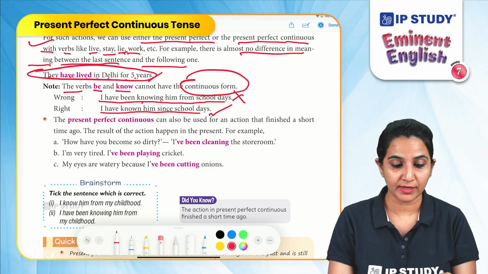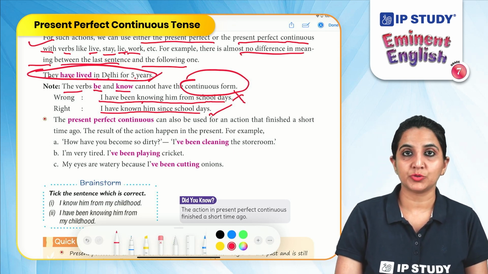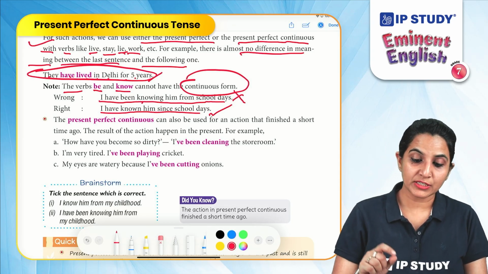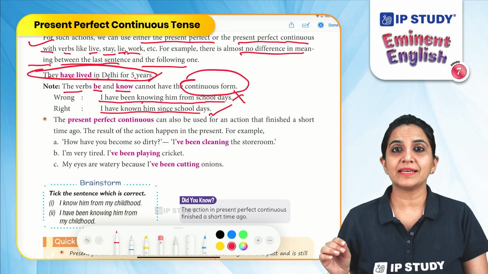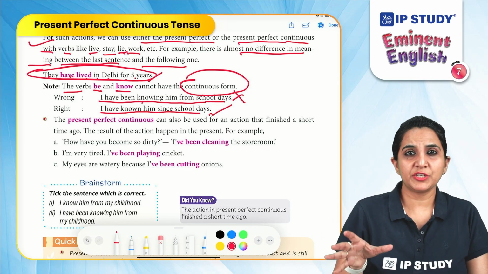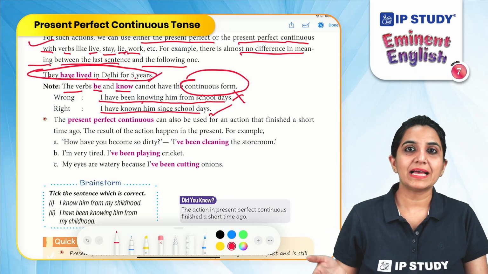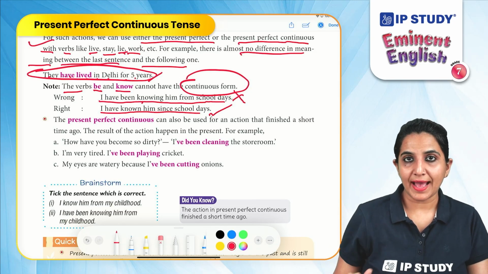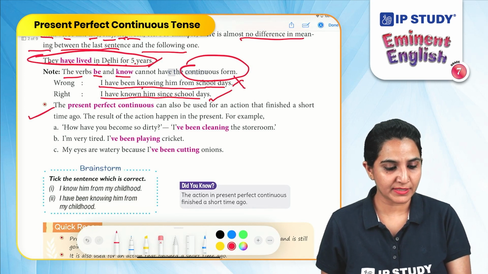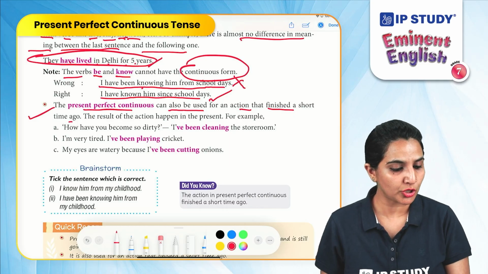I have been knowing, the verb know cannot be converted into the ing form of the verb. The word knowing is wrong here. So this sentence is not grammatically correct. Therefore, the verbs which describe a state, like be, like to be something, and know, they cannot have present perfect continuous tense. The present perfect continuous can also be used for an action that finished a short time ago.